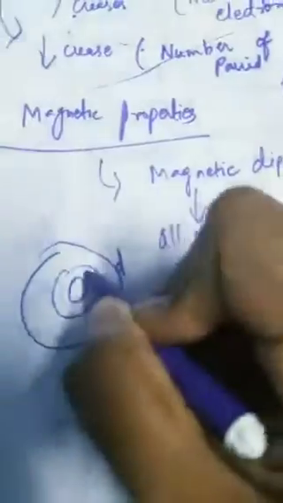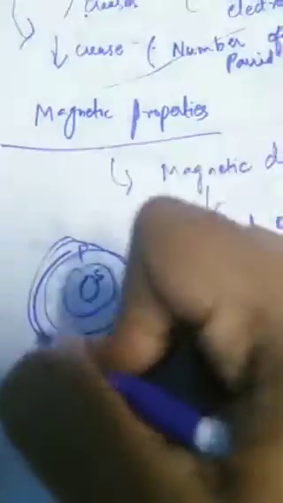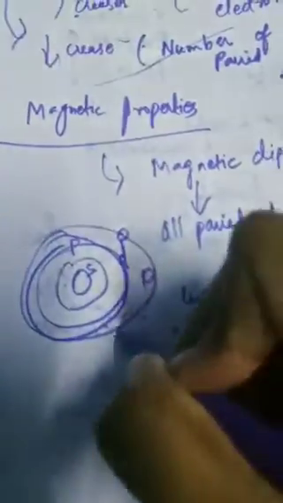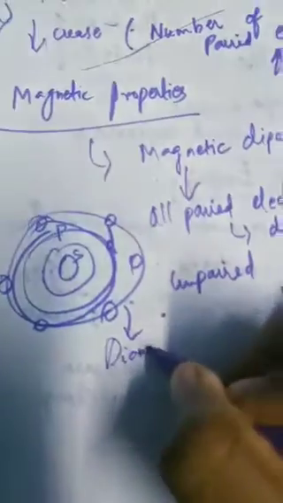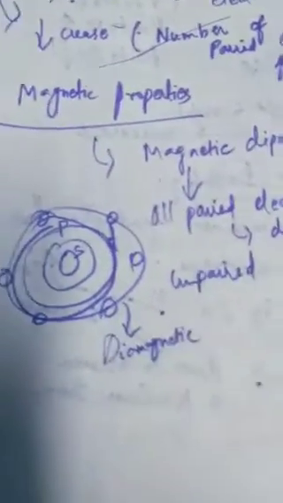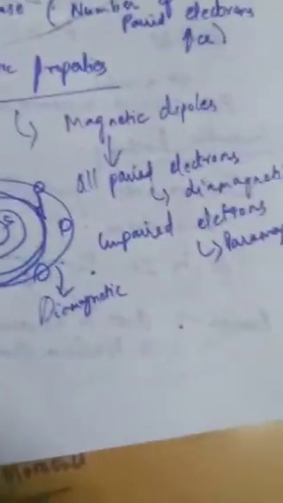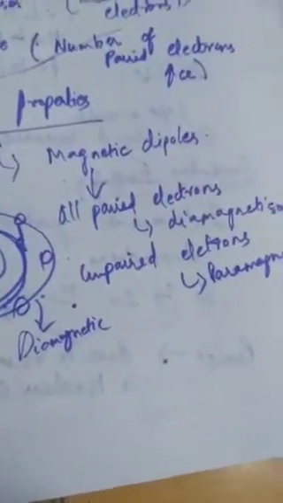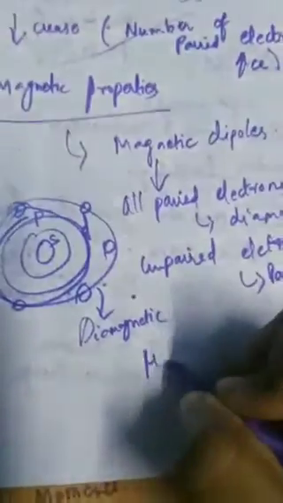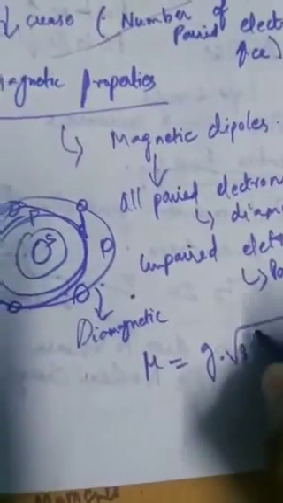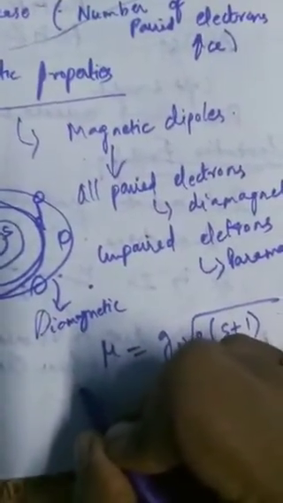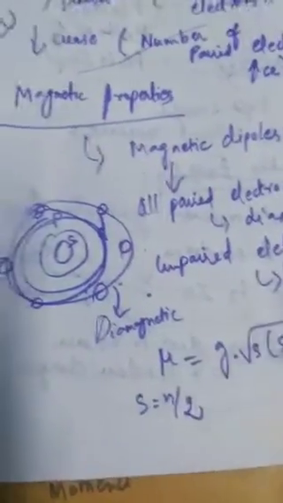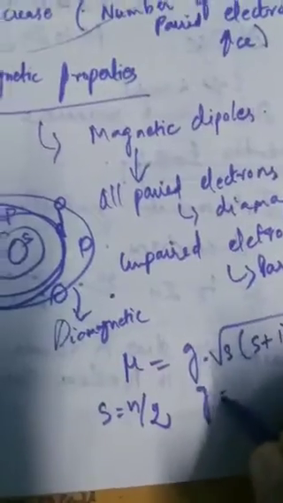For example, consider this is the D subshell, with S, P and D. If it has paired electrons, it is called diamagnetic. If it is a single electron, it is called paramagnetic. So this is all about paramagnetism, magnetic properties. Magnetic properties can be calculated by this formula, where S equal to N by 2 and G equal to 2.